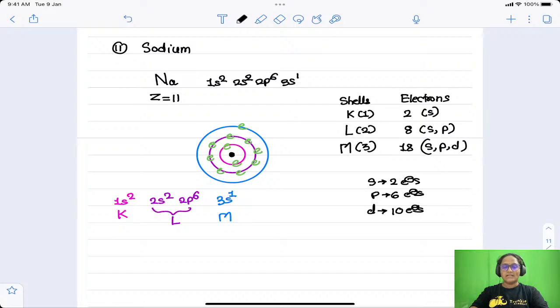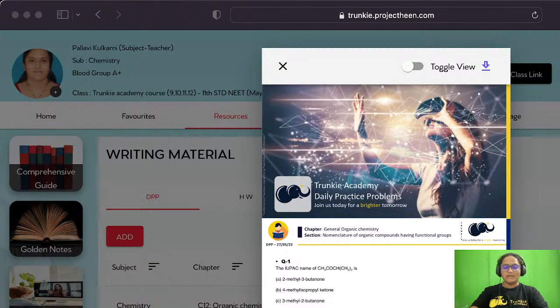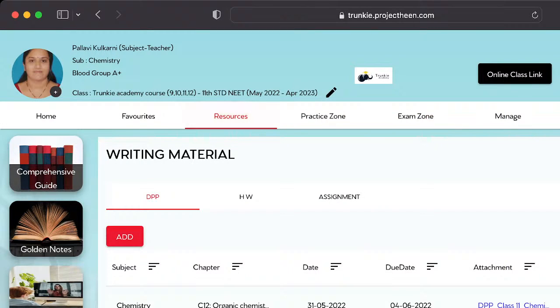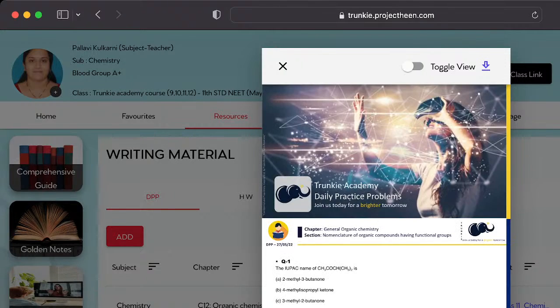Before ending the class, let me just show you the DPP, daily practice problem. This is the teacher's portal, similar will be yours. Go to resources, then to writing material, then you can see the DPP over here, daily practice problem. Download it, write down the solutions in your notebook, and just upload it on the portal. The teacher will be able to see it, evaluate it and let you know suggestions wherever required.